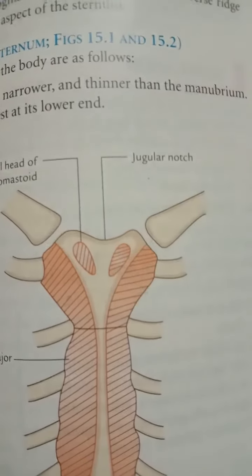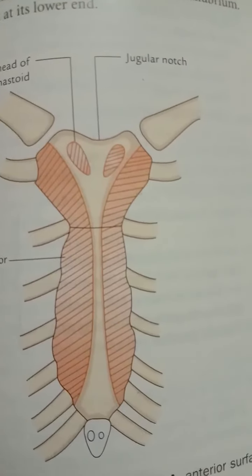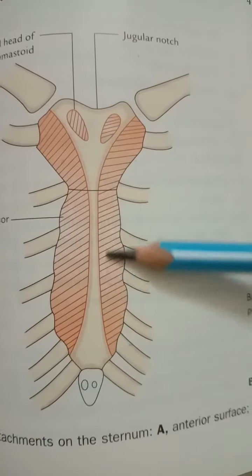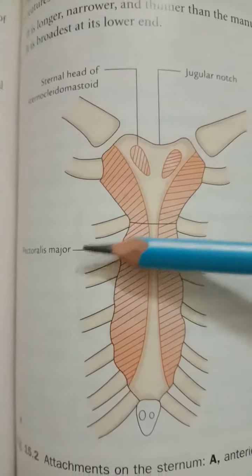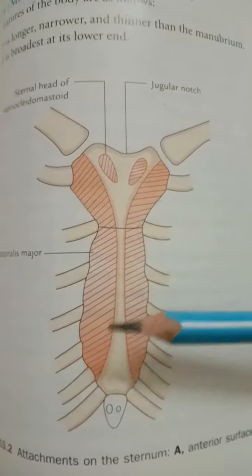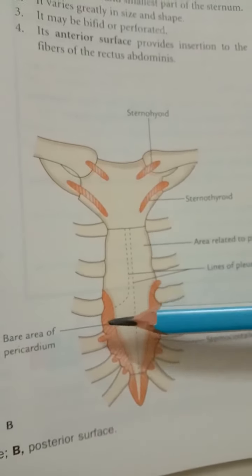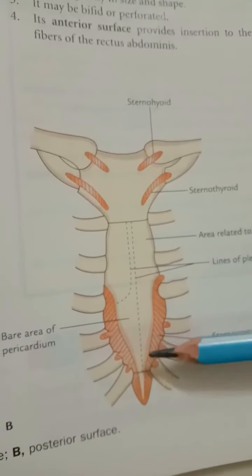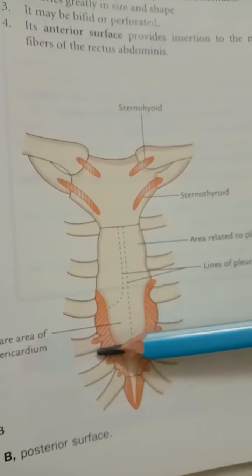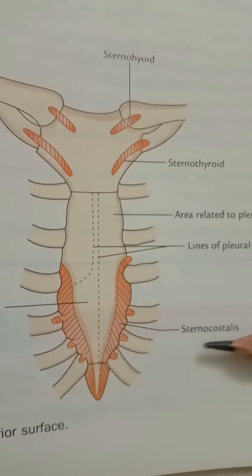Then let's see the attachments of the body. The anterior surface of the body gives origin to the pectoralis major muscle. Then the posterior surface: the lower part of the posterior surface gives origin, on either side, to the sternocostalis muscle.